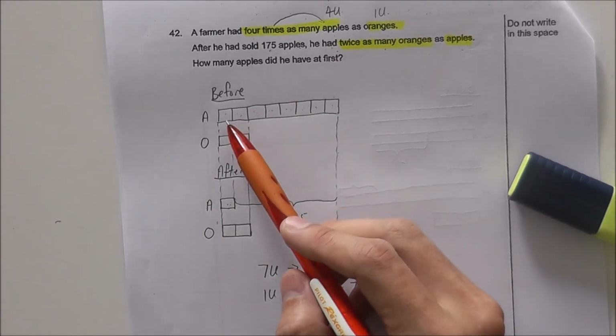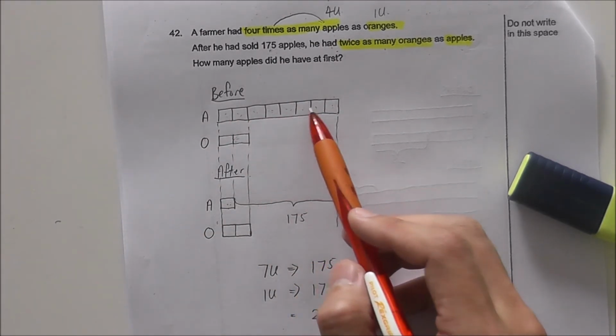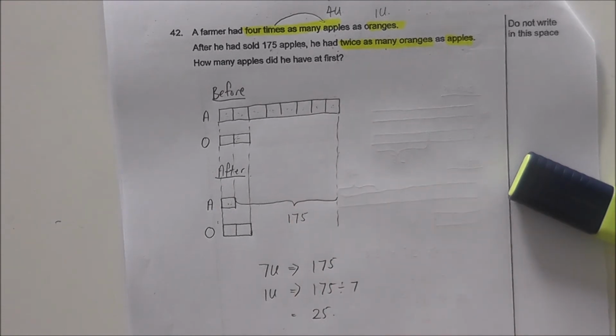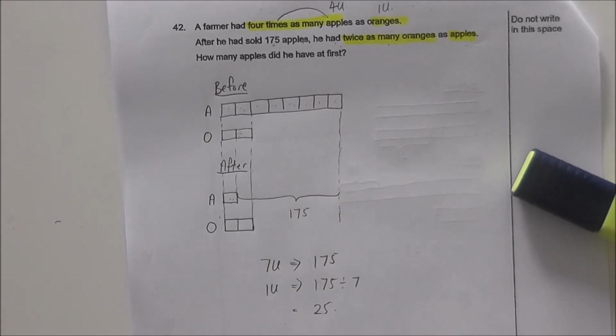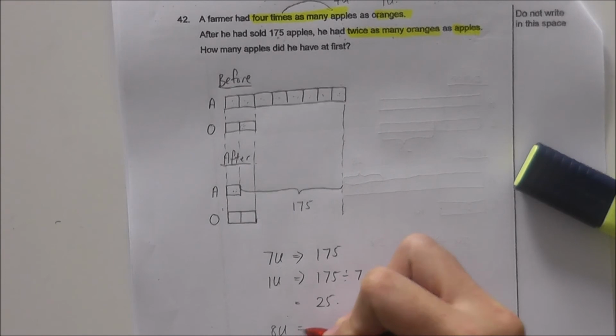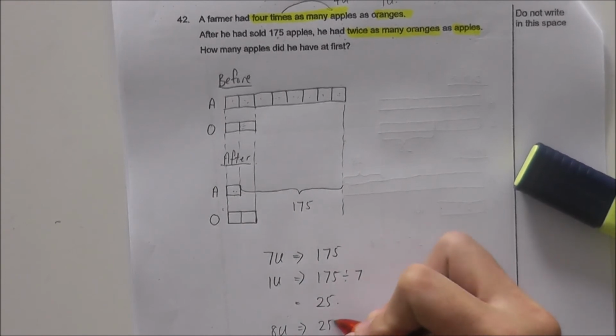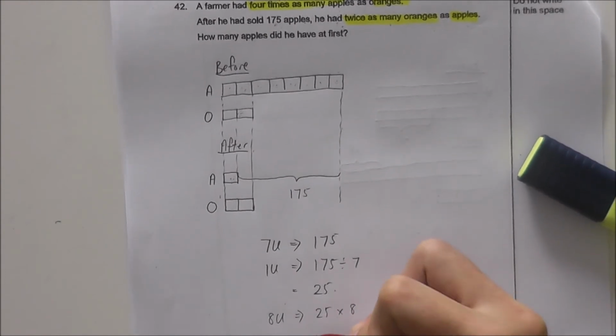Okay, so how many apples did he have at first? Can you see the apple? 1, 2, 3, 4, 5, 6, 7, 8. 8 units of apple at first. So 8 units will give you 25 times 8. The answer would be 200.